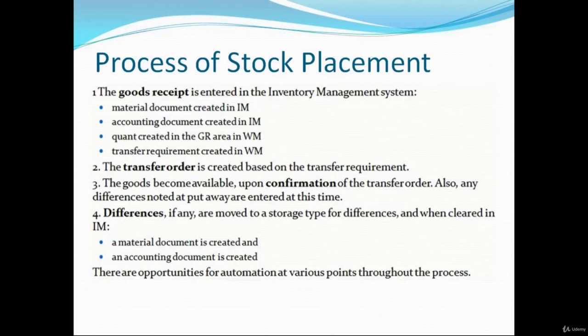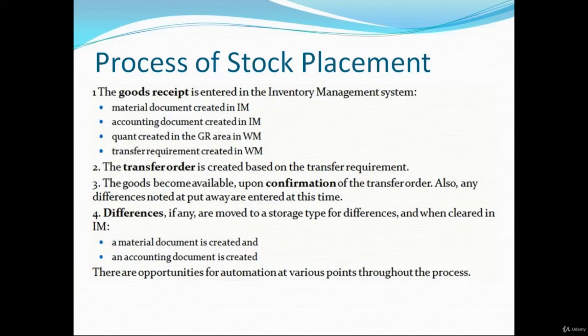The goods become available upon confirmation of the transfer order. Also, any difference noted at putaway is posted at this time. As I explained earlier, if there are any discrepancies in the quantities in the putaway process, the operator can specify the differences when confirming the transfer order. Differences, if any, are moved to the storage type for differences, and when cleared in IM, a material document and an accounting document are created. There are opportunities for automation at various points throughout the process.